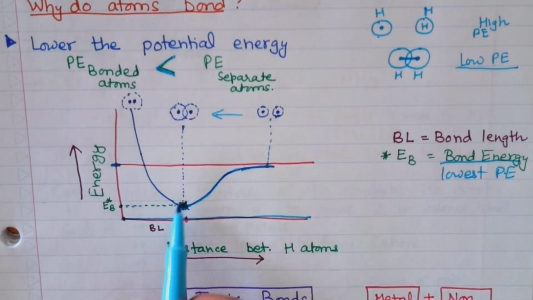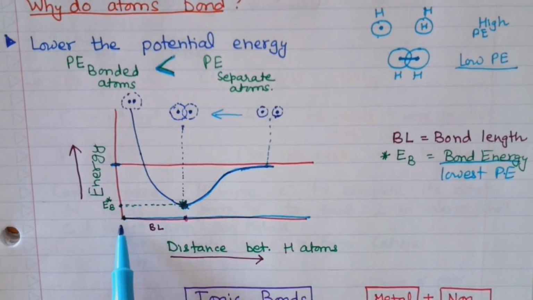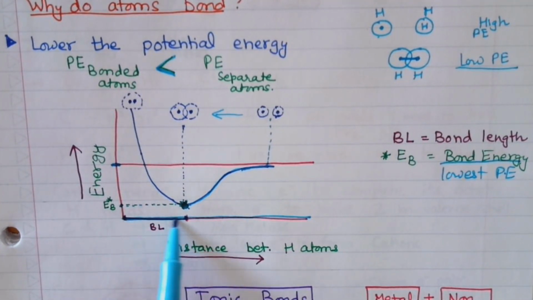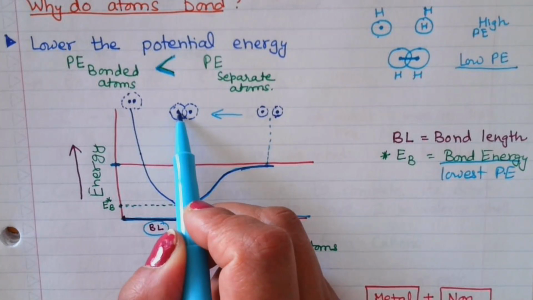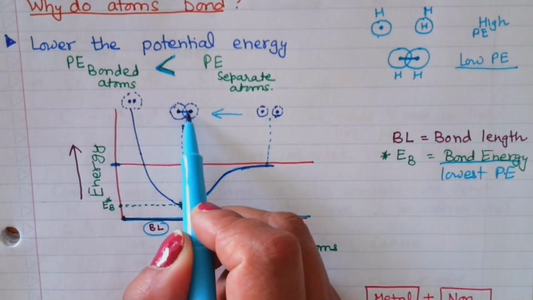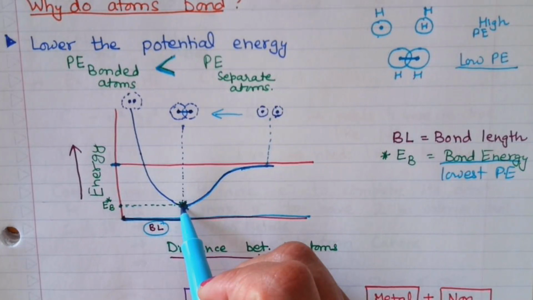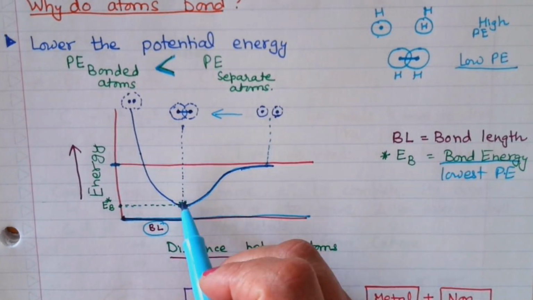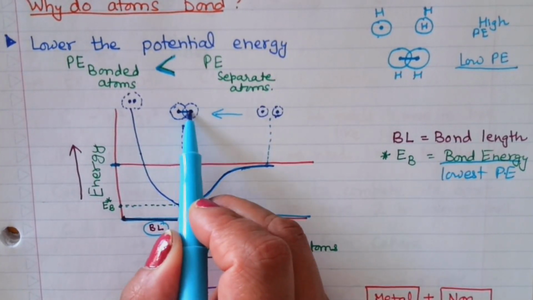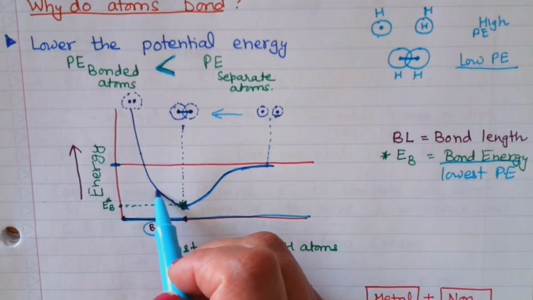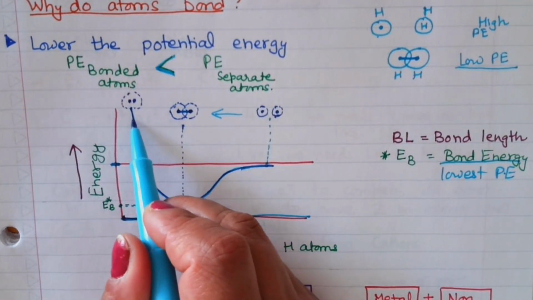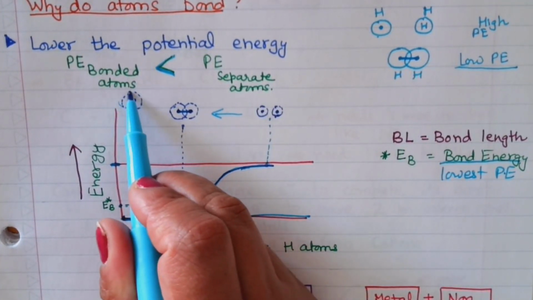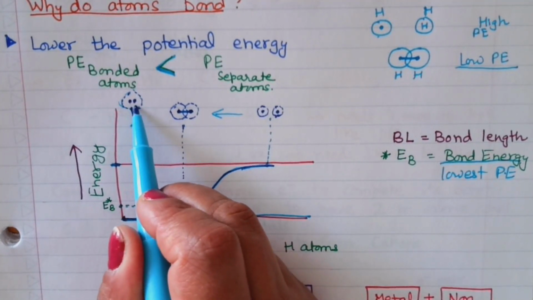right? And the distance between the atoms when they have this lowest energy is what we call the bond length. BL refers to the bond length, the bonded distance. So this is the bond length, right? Now if I keep on pushing the atoms closer than this bond length, when they become closer and closer, you can see the potential energy starts to increase. Now these two atoms are very close to each other.